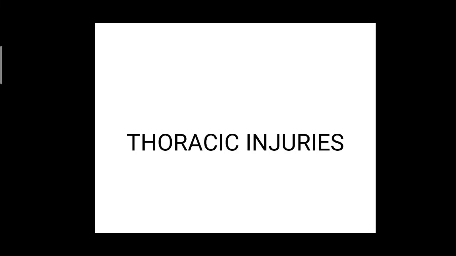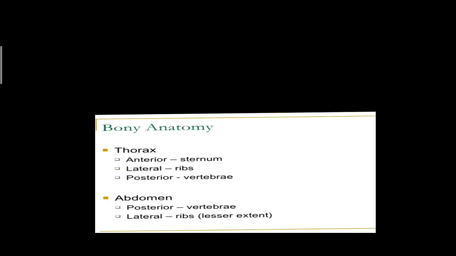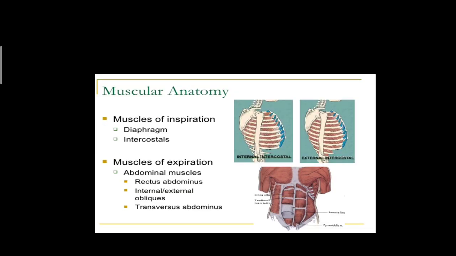To one and all. Today's topic is thoracic injuries. Now come to the anatomy. Bony anatomy. The thorax has the sternum anteriorly, ribs laterally, and vertebrae posteriorly. For the abdomen, vertebrae are present posteriorly and ribs laterally.